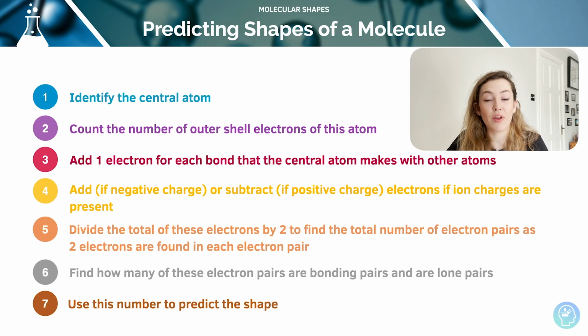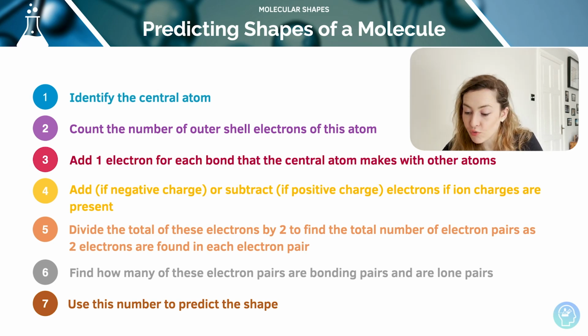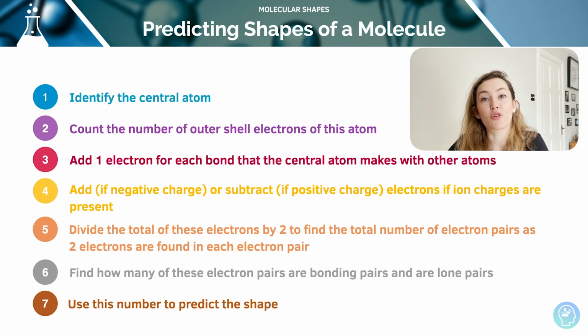You can pause the video and have a read through yourself. But in general, you need to first write down the total number of electrons in the outermost shell. So what is the central atom? What group is it in? So therefore, how many electrons does it have in the outermost shell? Then you need to add an electron for each bond that the central atom makes with the other atoms.